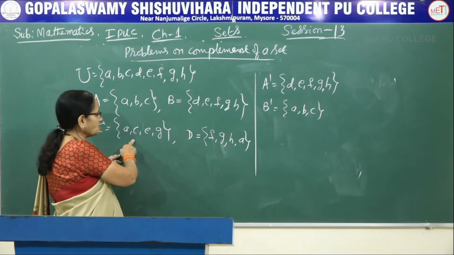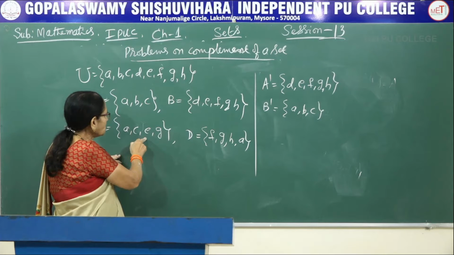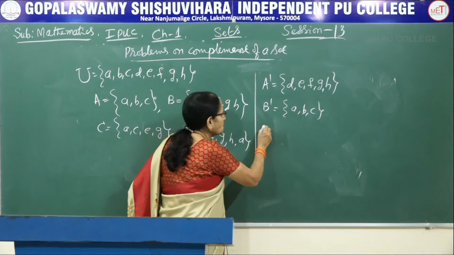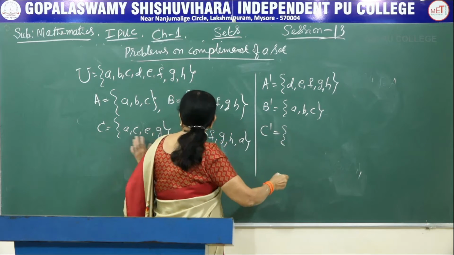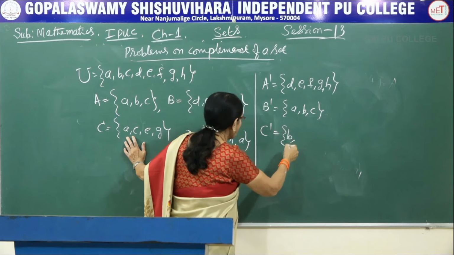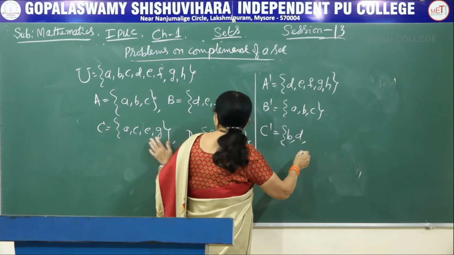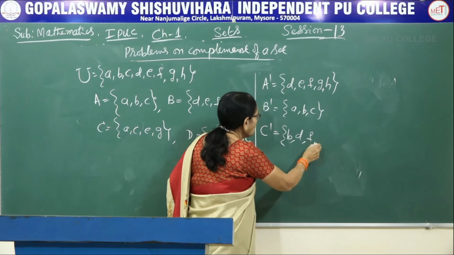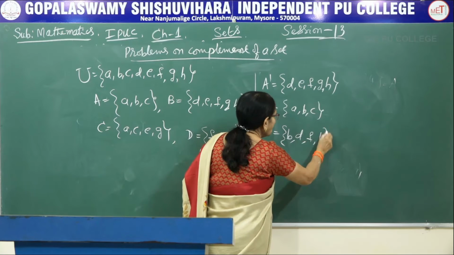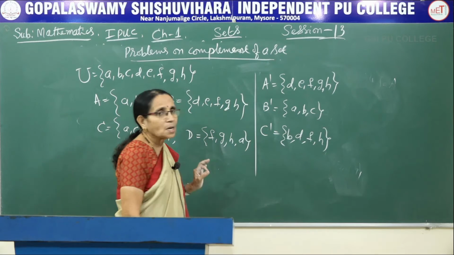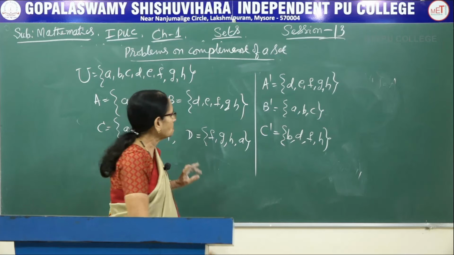Now take the set C. A, C, E, G. Now C dash would be equal to: A, omit that one, write B; C, don't write that one; then write D, E is there; then write F, G is there; then write H. So it is B, D, F and H.